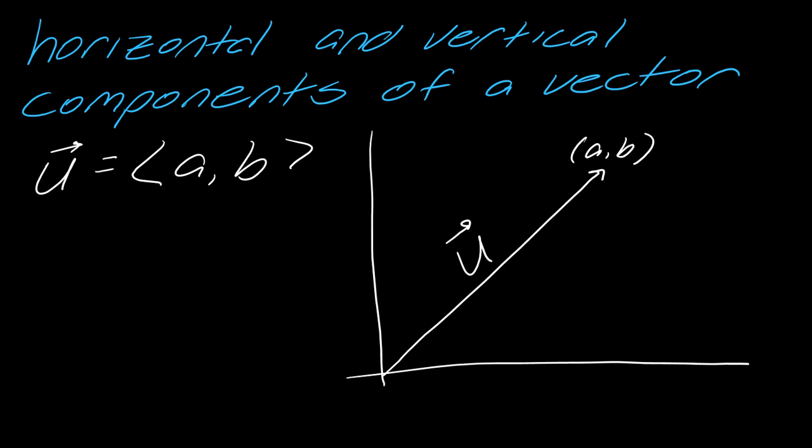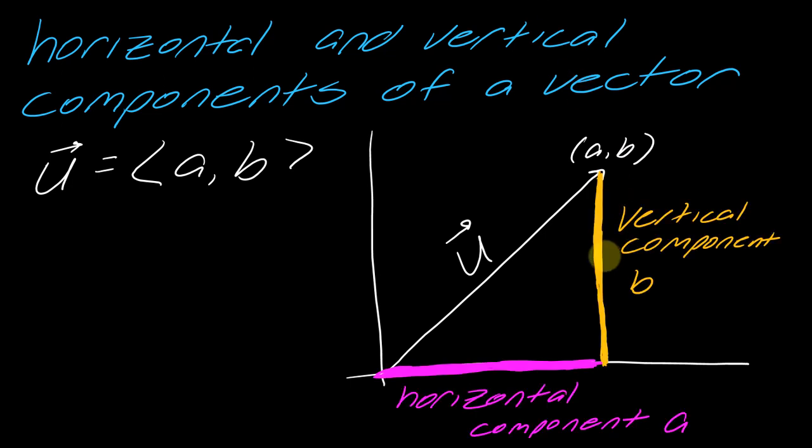Okay, so we also have what's known as horizontal and vertical components of a vector. I've got my vector here, it's my point AB. The horizontal component, you start from the origin, you go out to where that point A is. This part B, that's the vertical component. So everything's kind of connected.